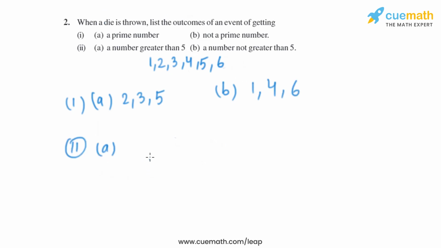Now let's move on to the second part. It says a number greater than 5. So a number greater than 5 is basically 6.